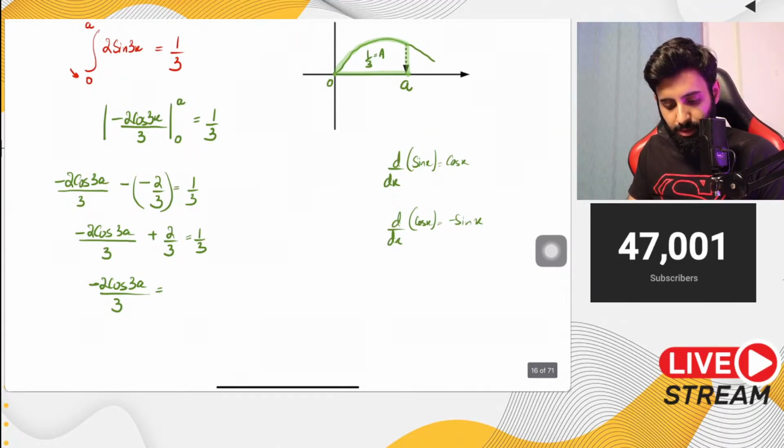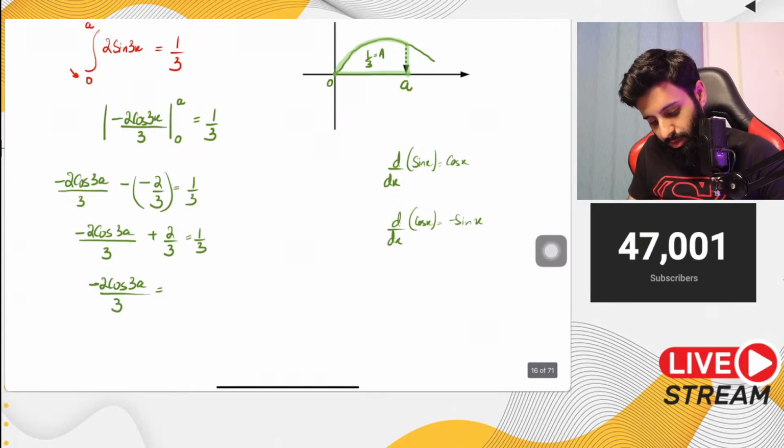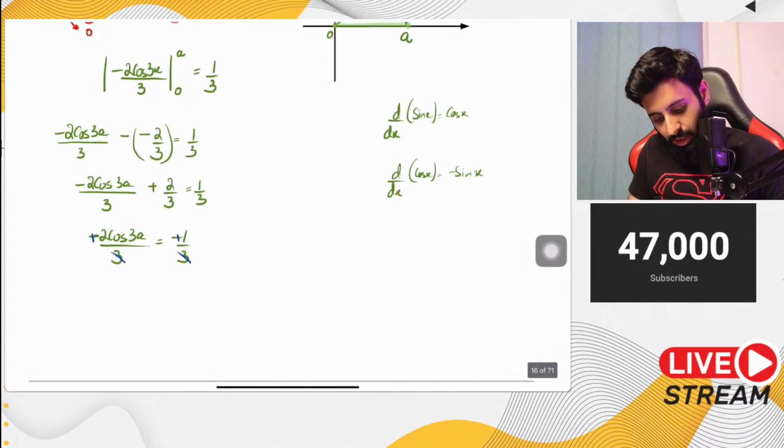Now what's 1 upon 3 minus 2 upon 3? That's equal to minus 1 upon 3. So the two negatives get cancelled. The upon 3 and the upon 3 also get cancelled. And now this is what we're looking at: 2 cos 3a equals 1, which means cos 3a is equal to 1 upon 2.